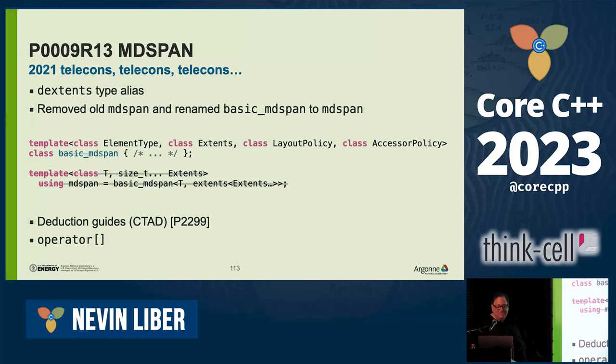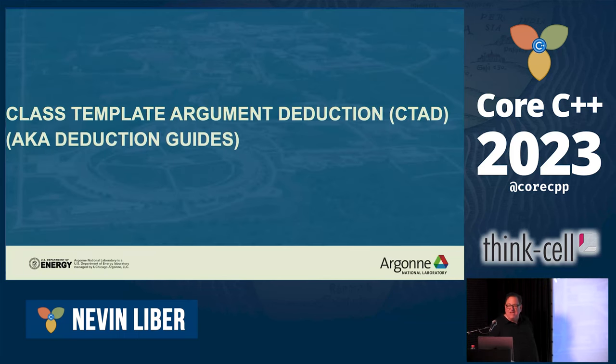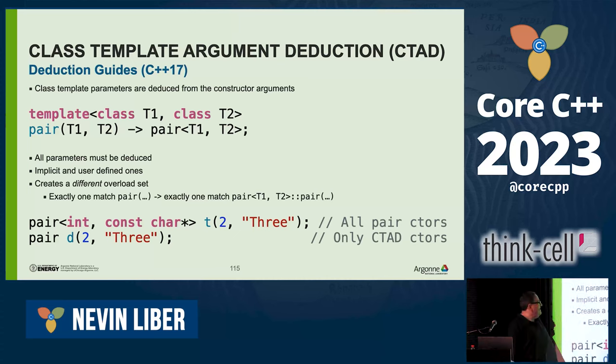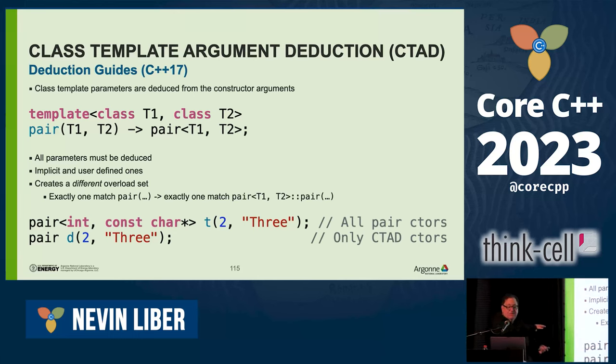So R13, right? We're getting there. We have the extents type alias, and we got rid of the old MDSPAN, right? We are finally converging. We don't need it. And then we had deduction guides, which Mike Spertus pushed forward to get into the language. I'll just do my one slide. He can tell me where I'm wrong. It's so you can call things with a syntax without angle brackets and construct things. It's just a mapping, and it's really a different set of overloads than what your constructors are inside the class. This would just call the deduction guide constructor.